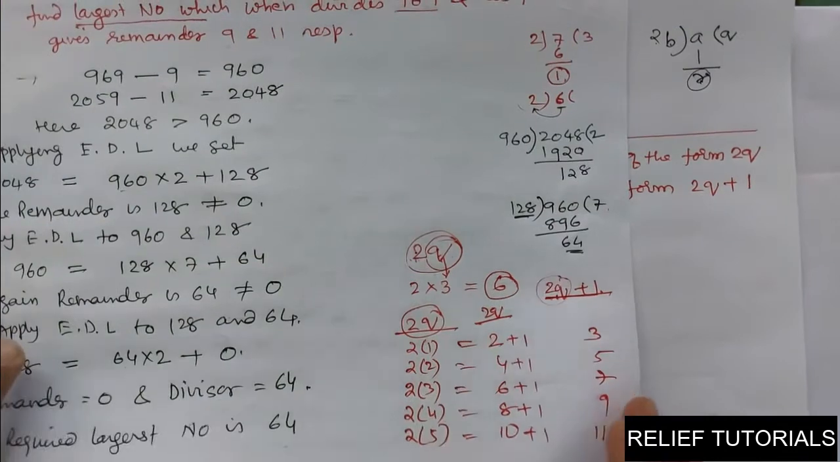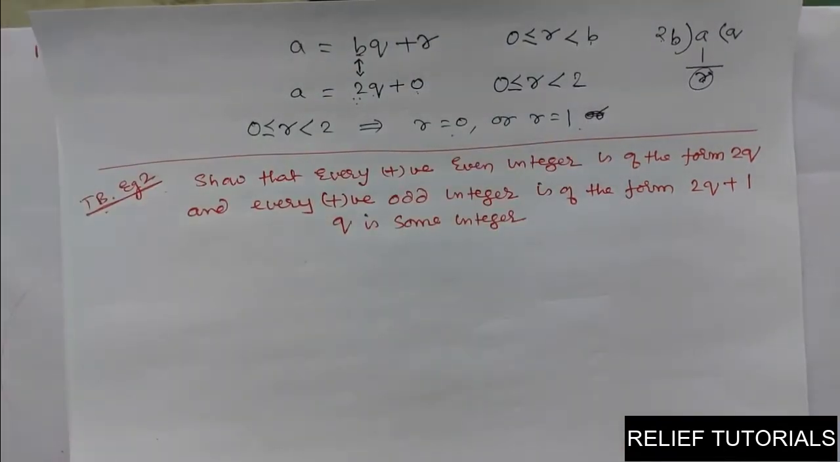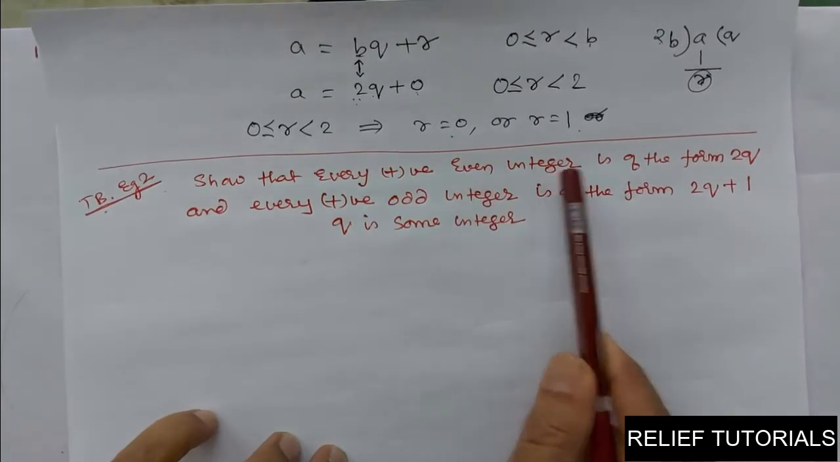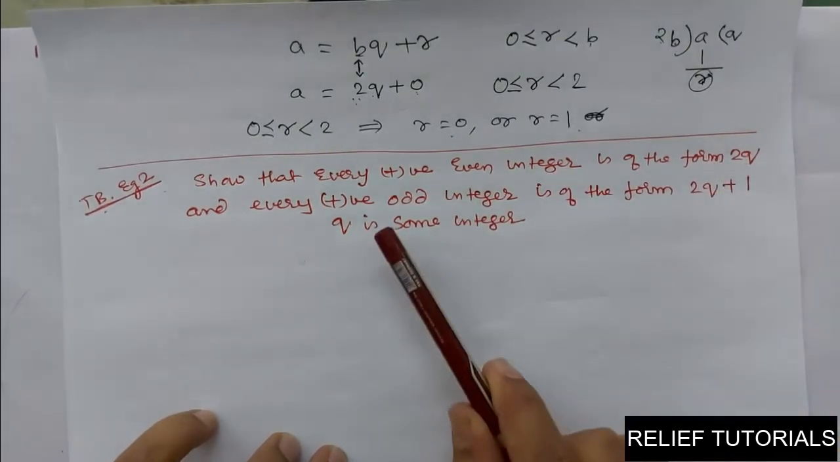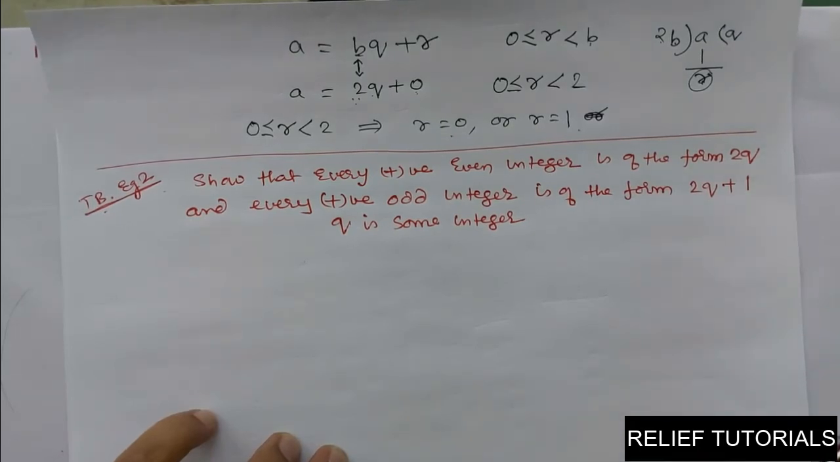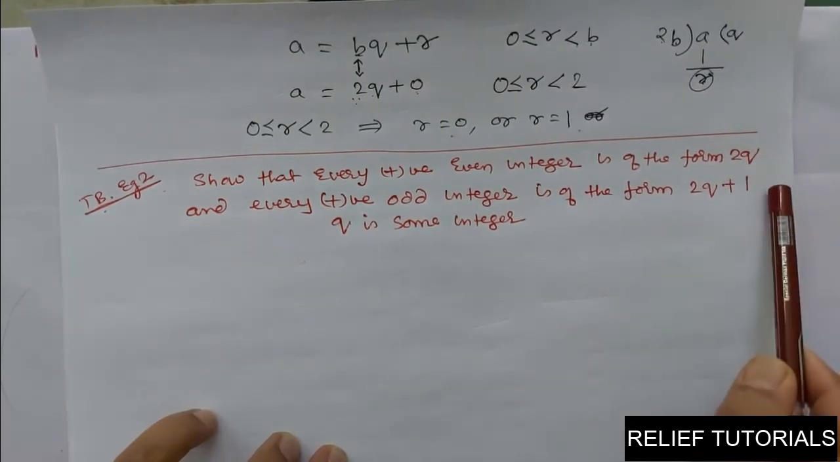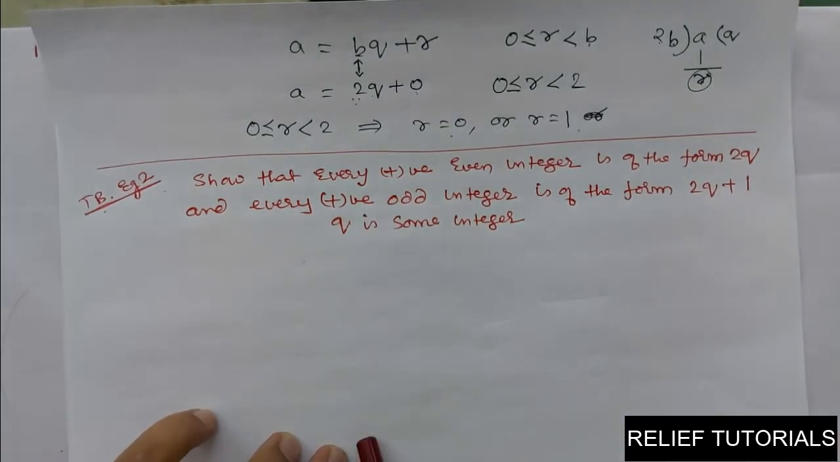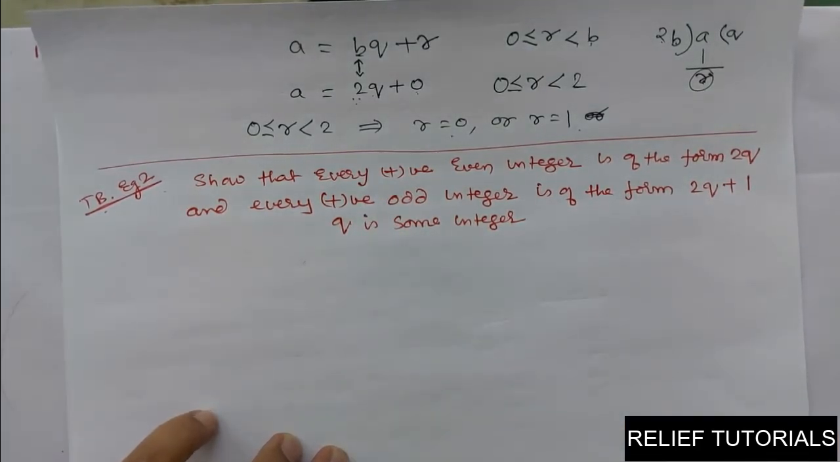So you have to show that every positive even integer is of the form 2q and every positive odd integer is of the form 2q plus 1. Literally we know that 2q is even, and if we add 1 to an even number, it will become odd. But we have to prove this by using Euclid's division lemma. Have you got it, friends?